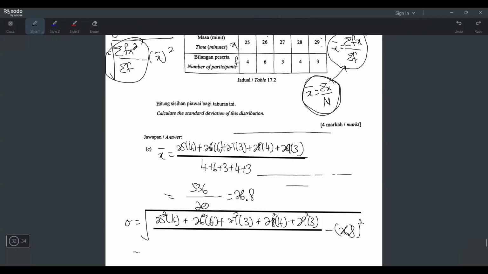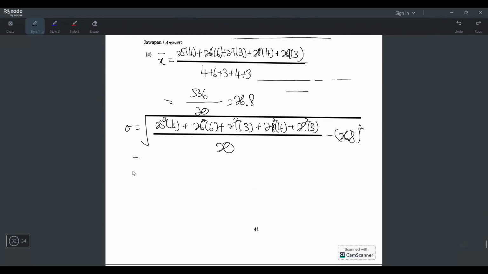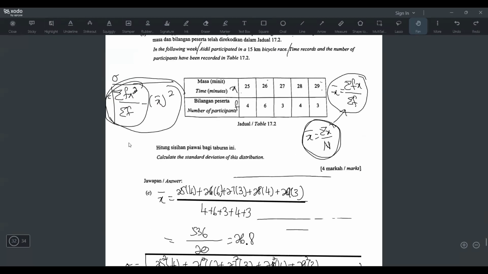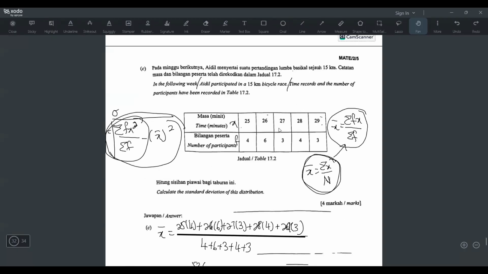And then divide with n, which is 20, and then minus the mean square, because that's the formula. Then square root the whole thing. Let's press. I'll straight away give you the answer. The sum on top is 1402. Divide by 20 minus 26.8 square. Make sure you write nicely; the square root has to cover the whole thing. Then I press the whole thing inside my calculator and get 1.364. So that is the standard deviation for the bicycle race.